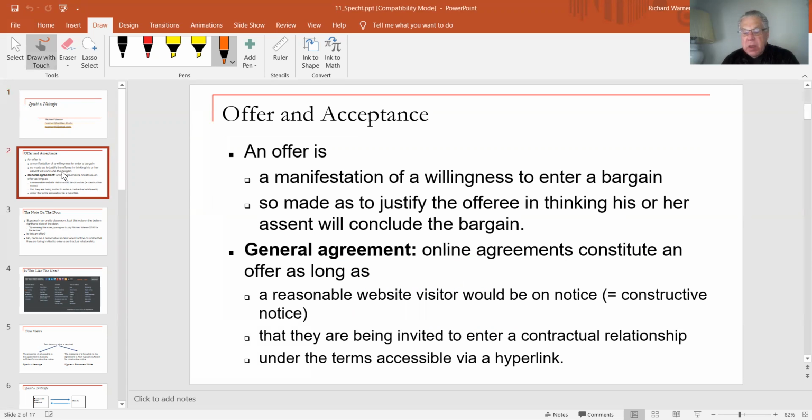The law is the one we learned from our view of standard form contracting. That doesn't change, right? An offer is a manifestation of a willingness to enter a bargain, so made as to justify the offeree in thinking his or her assent will conclude the bargain. And we had our examples of that, of offline contracting. One of the first ones was, of course, the kindergarten bully, and then Lefkowitz versus Great Minneapolis Surplus Stores, with in both cases the terms presented right in your face. Here are the terms, nothing is left out. You can see it all. Do you want it or not, right?